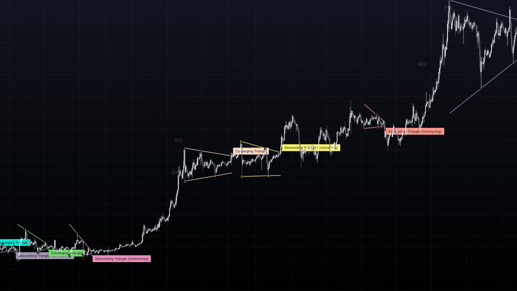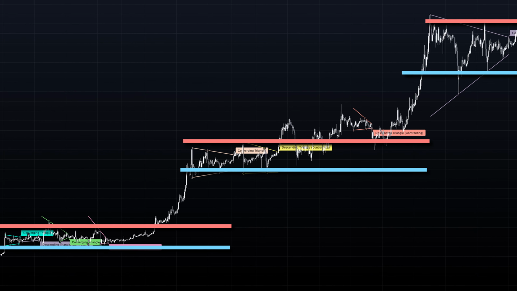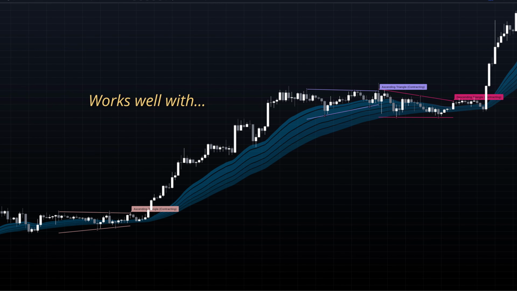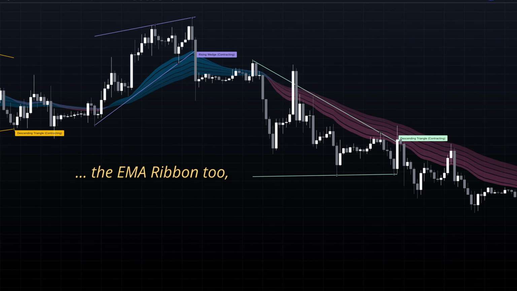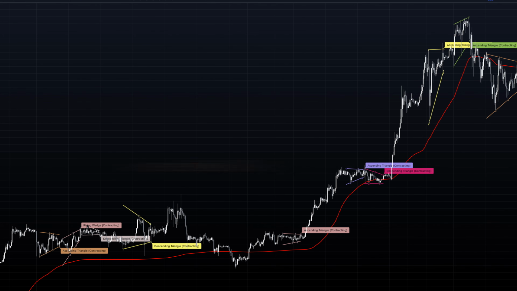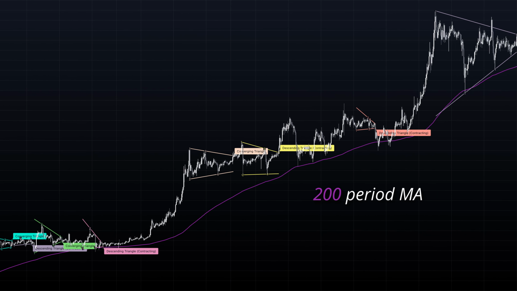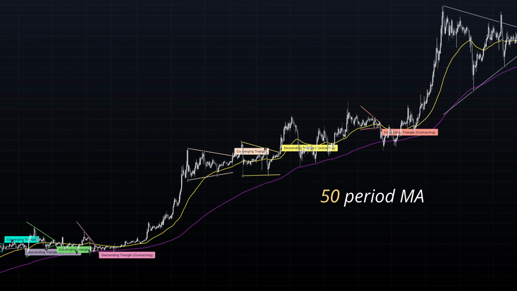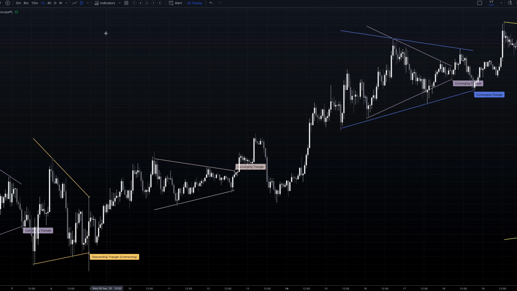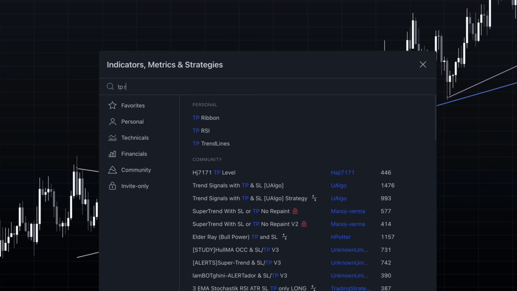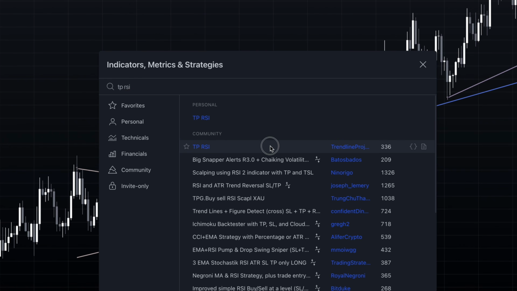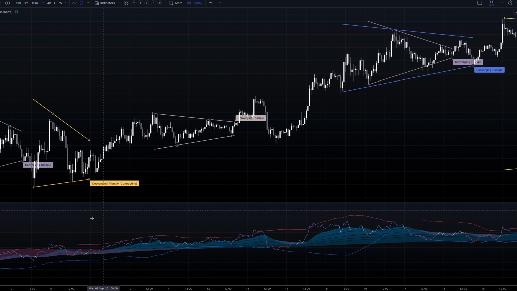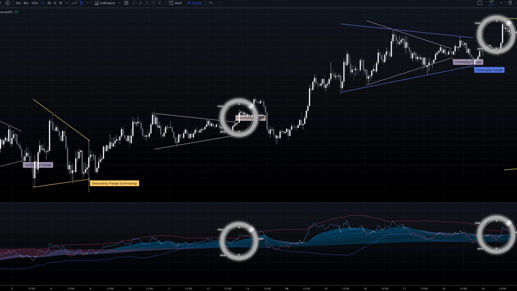While chart patterns usually work well with basic support and resistance levels, try combining them with different moving average types, such as exponential or simple moving averages. The 200-period MA works well for identifying longer-term trends, while the 50-period MA helps catch shorter-term swings. Other technical tools like TPRSI can enhance your chart pattern analysis. For trend followers, consider taking trades only when they align with the trend direction confirmed by the TPRSI.